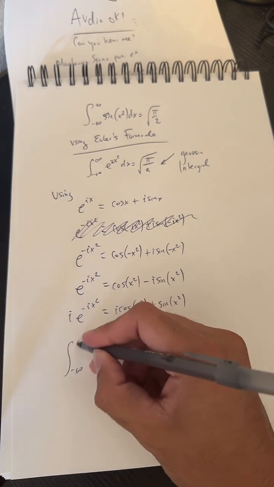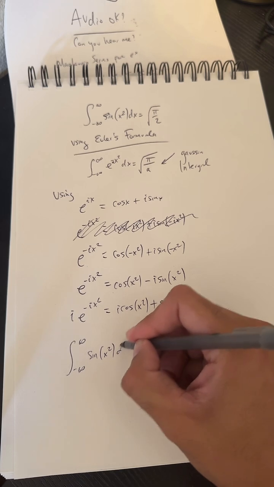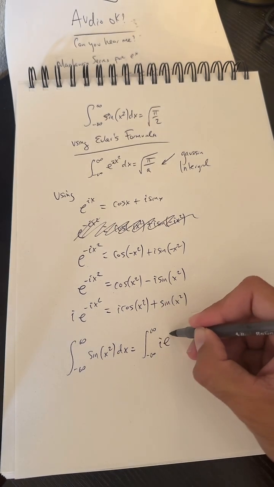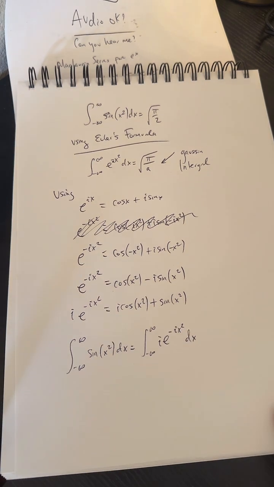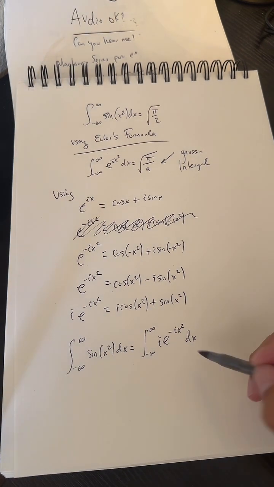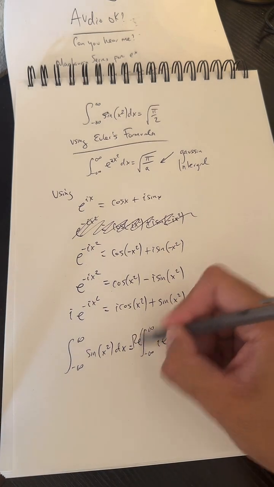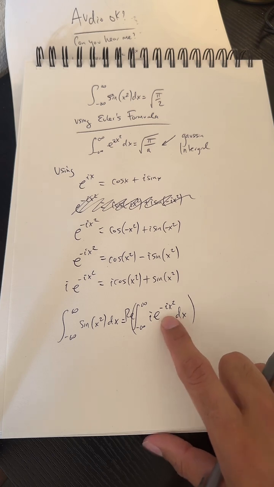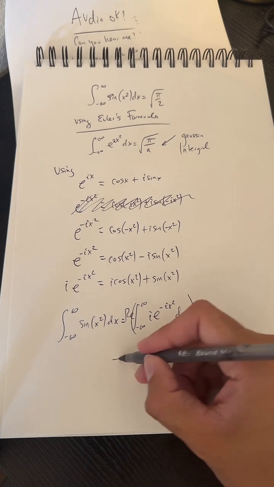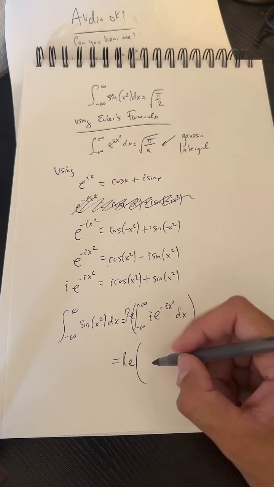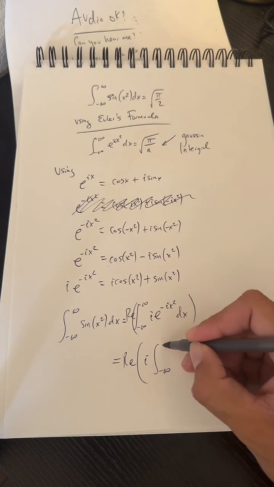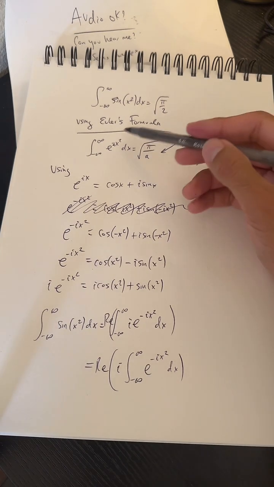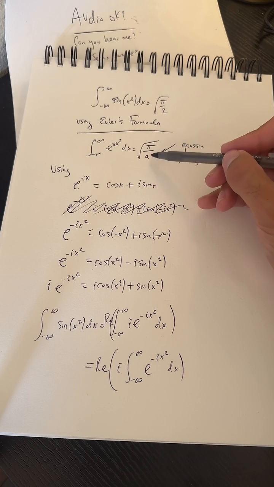So going back to this integral, what we're really working with is the integral from negative infinity to infinity of i e to the negative i x squared dx. Okay, that's really cool. And don't forget, this is the real part, so we have to remember that we're working with the real part. All right, let's continue. This i is technically a constant, so we have the real part of i times the integral from negative infinity to infinity of e to the negative i x squared dx. Looking at the Gaussian integral, this is equal to root pi over i.